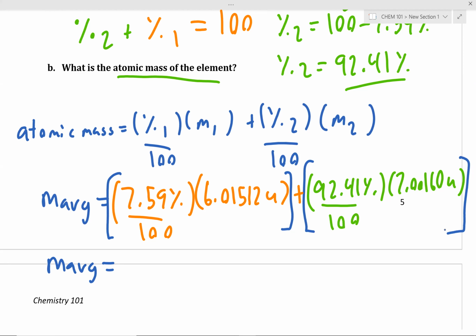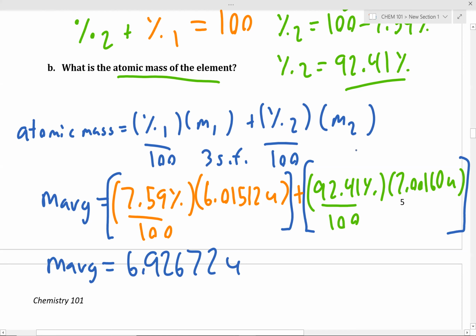And in the end, you should end up with an average atomic mass of 6.92672 AMU. But looking at our component measurements, what is the least number of sig figs in this calculation? 3. So we are constrained, and we can report up to, from this first number, 3 sig figs. This second number, we can report 4 sig figs.